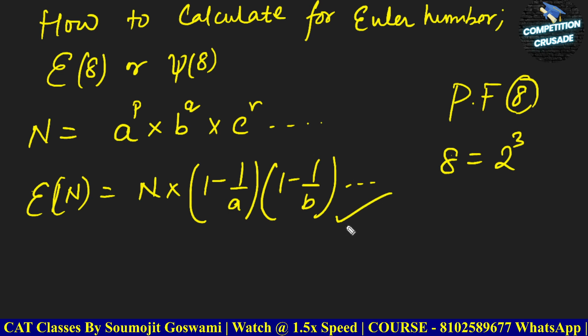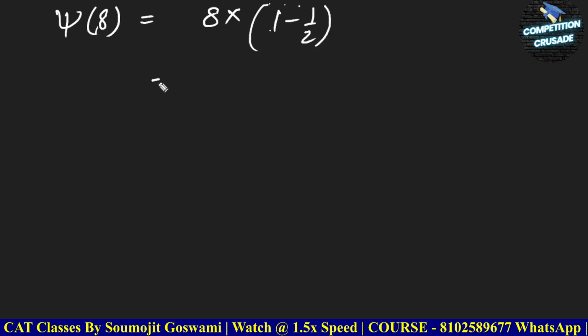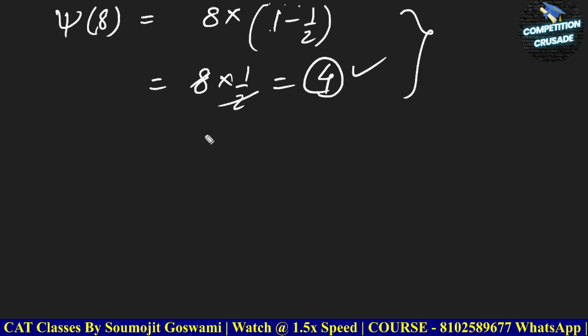Now let's quickly do this for the number 8 itself, because 8 is the number that we've been playing along with for quite some time. So let's find the Euler number for 8. You can also call it the totient function for 8, which is going to be 8 into 1 minus 1 by 2, which is 1 by 2. So this is going to be 8 into 1 by 2, which is 4. So this is the Euler number for 8. Hope that makes sense.